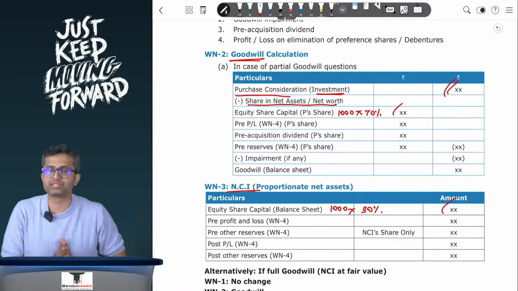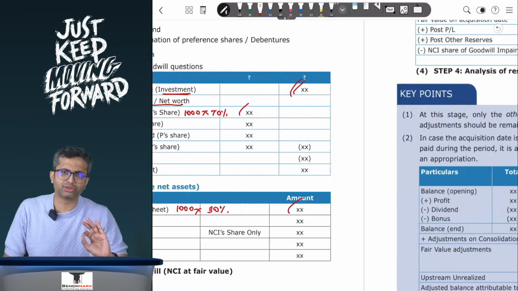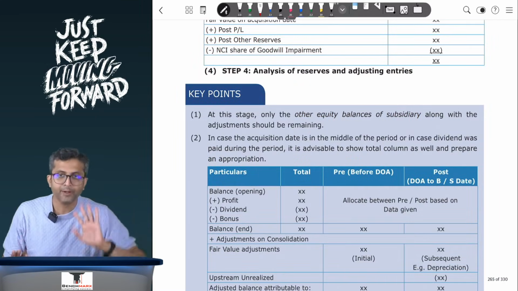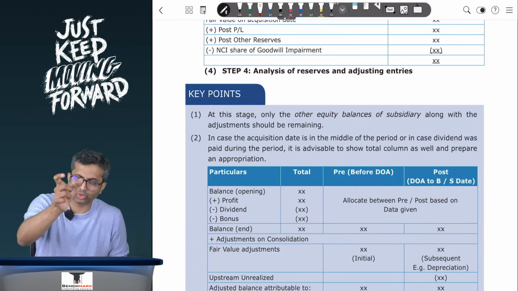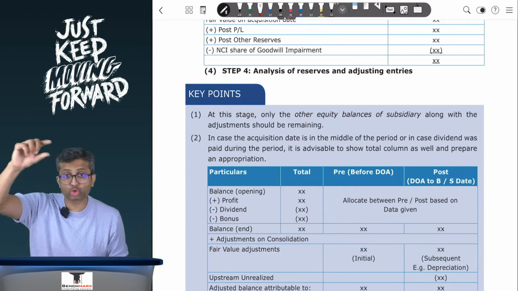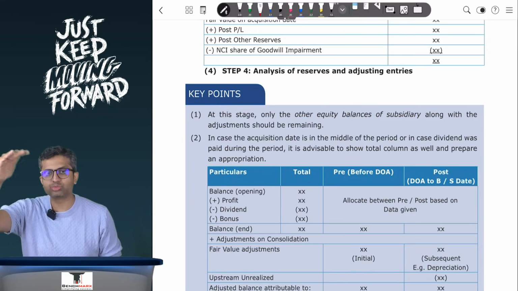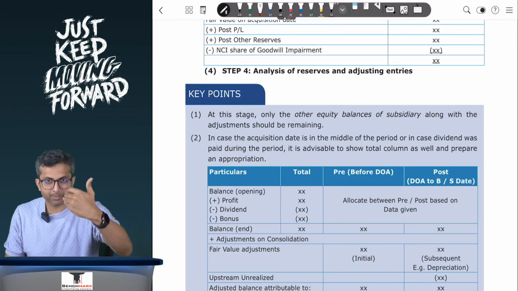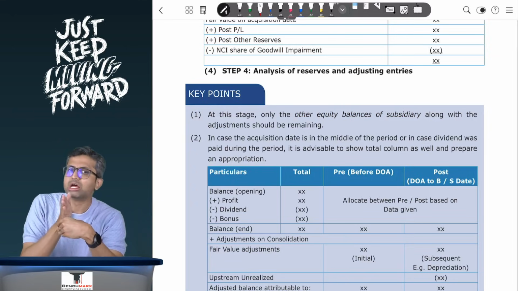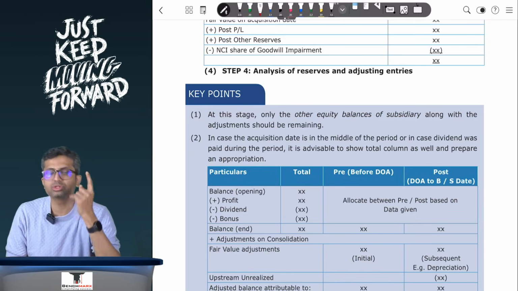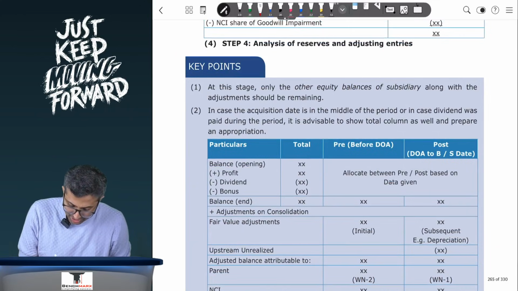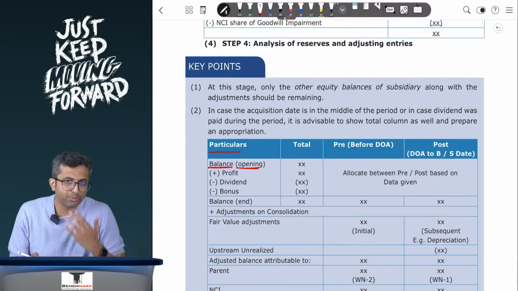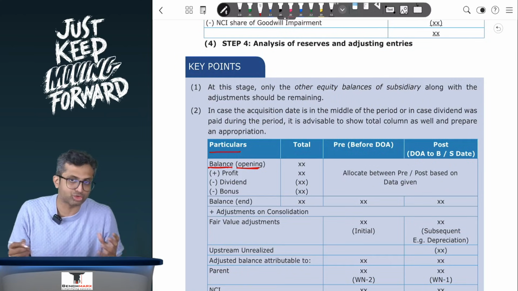Currently we are discussing proportionate net assets, in which case you will get to a point where you will sit to analyze the reserves. Now when you sit to analyze the reserves, I prefer you prepare a table. This table will have 4 columns. Assuming there is just a single reserve item, there will be particulars, then there will be the total balance of the reserves, and you split it between pre and post. Pre reserves would be reserves at or before the date of acquisition. Post reserves will be reserves after the date of acquisition. So your format will be something like this: particulars, your opening balance will be the opening balance or the balance as on the date of acquisition, as the case may be.